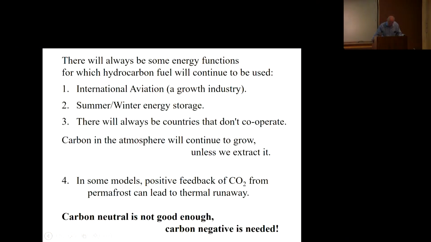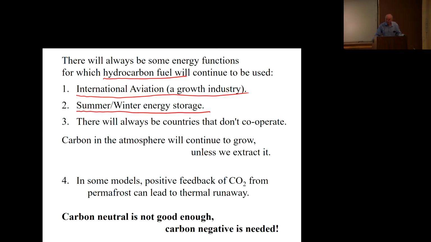All right, so let me say, I think we've heard plenty about the climate crisis, and we're trying to go carbon neutral, but there are some things that are very difficult to deal with and to correct. For example, there are functions for which it's very difficult to replace hydrocarbon fuel, unfortunately. So one example is international aviation, which depends very much upon the megajoules per kilogram of the fuel, and it's very difficult to do better than jet fuel. Another problem that we haven't solved is summer-winter energy storage, which is very challenging.